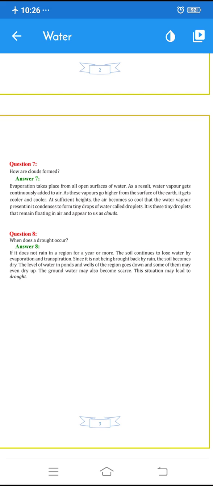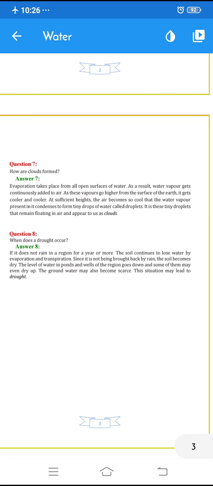So at a sufficient height, the air gets so cool that the water vapor present in it condenses to form tiny droplets of water. These tiny droplets remain floating in the air, and they appear to us as clouds. I hope you understood this.